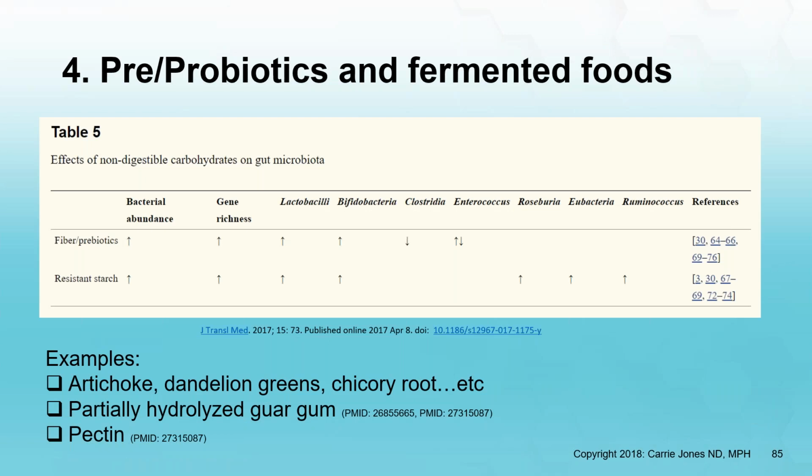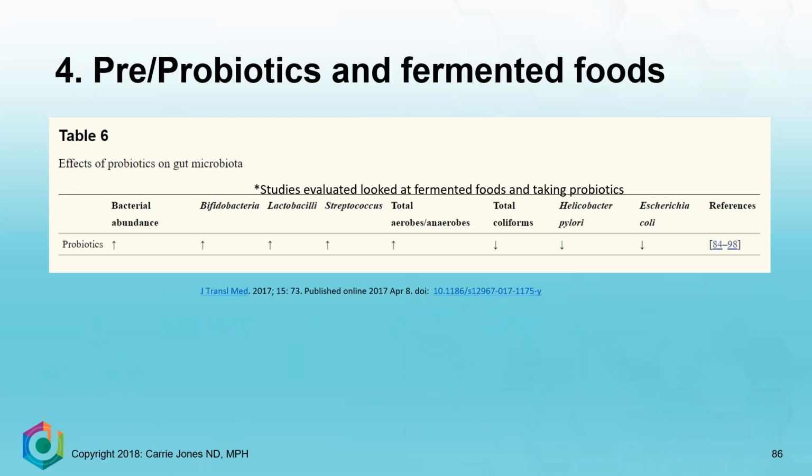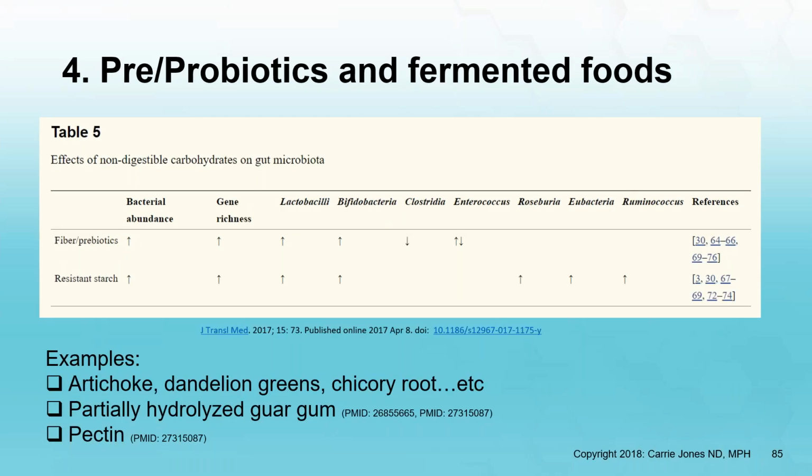Pre and probiotics and fermented foods. We know we're talking about repairing the gut, and these are huge things. Artichoke, dandelion greens, chicory root, partially hydrolyzed guar gum, pectin, just as some examples with some studies behind them, can really help with the microbiome. And then we have probiotics. So the prior slide was the pre and the fibers. And what I don't have listed in this prior slide was the unpeeled carrots. Unpeeled carrots can fit in this category as well, that Apiaceae family. So unpeeled carrots can go here.